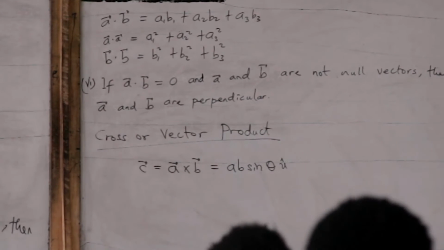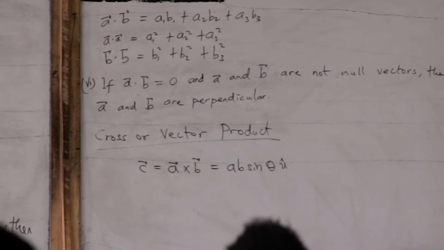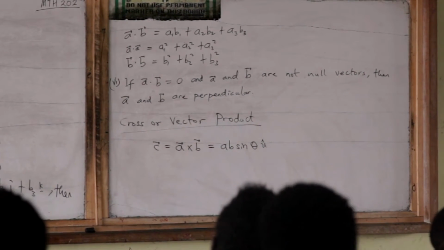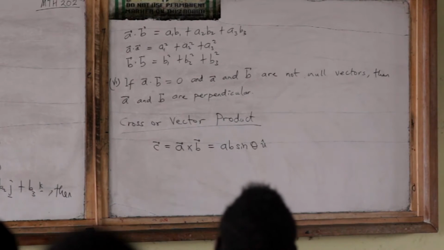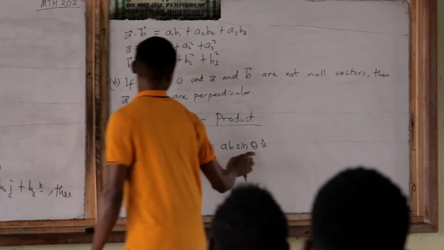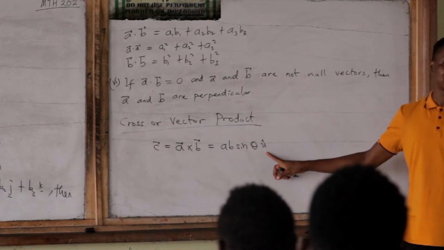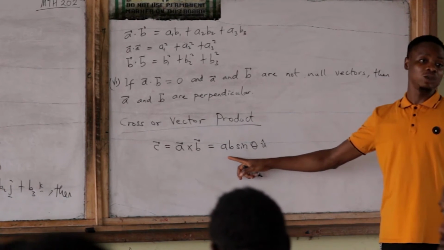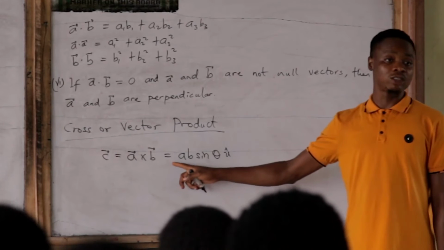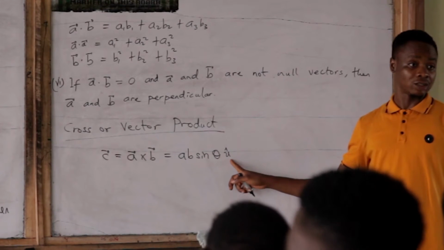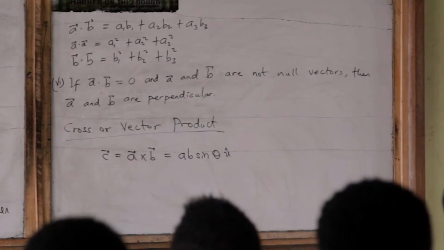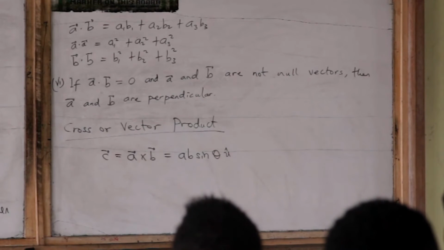The cross or vector product of vectors A and B is a vector C defined by C equals A cross B equals AB sine theta. Listen very well. You know why we're putting this? You know the implication of this, right? This is to tell you that this is a vector. And how do I express a vector? The magnitude of the vector multiplied by the unit vector in its direction. We have seen that earlier. If I want to write any vector, I can express it as its magnitude multiplied by the unit vector in its direction. Is it clear?